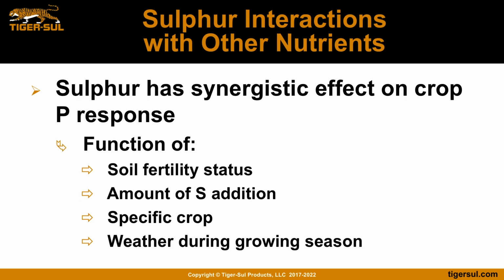Sulfur has a synergistic effect on crop phosphorus response as well, which is a function of the soil fertility status, the amount of sulfur that was added, the specific crop being grown, as well as the weather during the growing season.